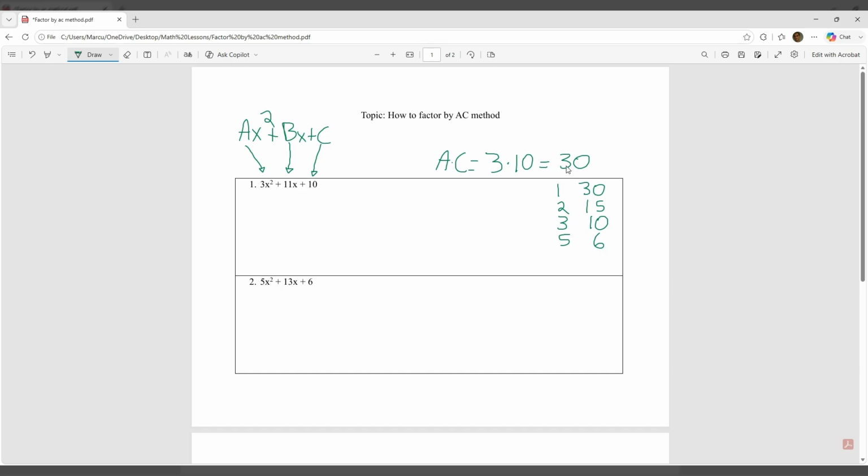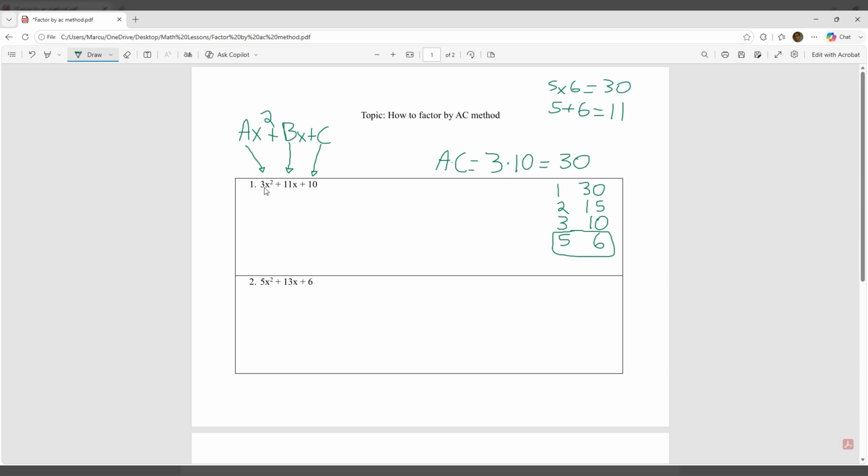Now, once you have all your factors listed, you have to see which pair, when you add them together, will give you 11. In this case, it's going to be 5 and 6, because 5 times 6 makes 30, and 5 plus 6 makes 11.